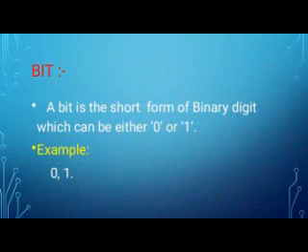The data can be represented in three ways: bit, nibble, and then byte. First, we see about the bit. Bit is the short form of binary digit, which can be either 0 or 1. See the example, 0 or 1, whether the result or input is 0 or 1. The bit is the basic unit of data representation.